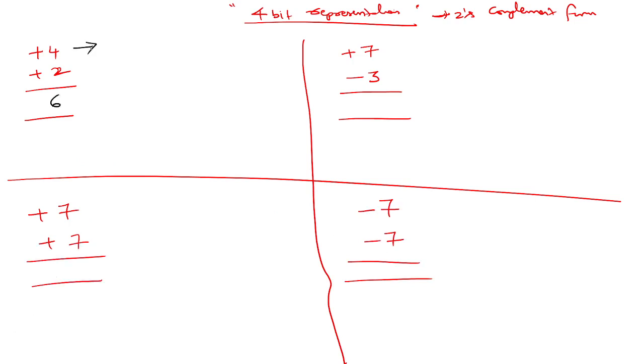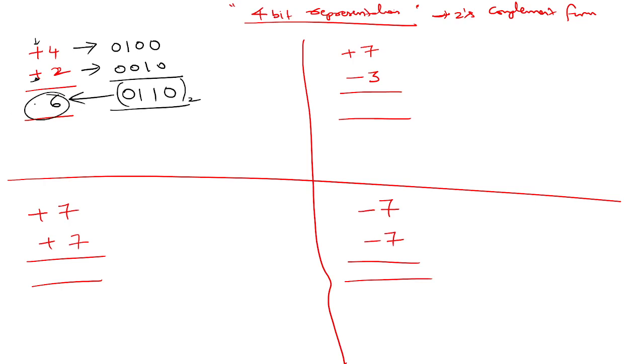So let's do it in the 2's complement form. +4, what is its 2's complement form? The 4-bit representation is a positive number, so no special treatment for that. Again, positive: 0 0 1 0. Are you guys with me? 0 1 1 0. Now this is in binary, so if you convert, you will get 6. Now you have +7 and you have -3.